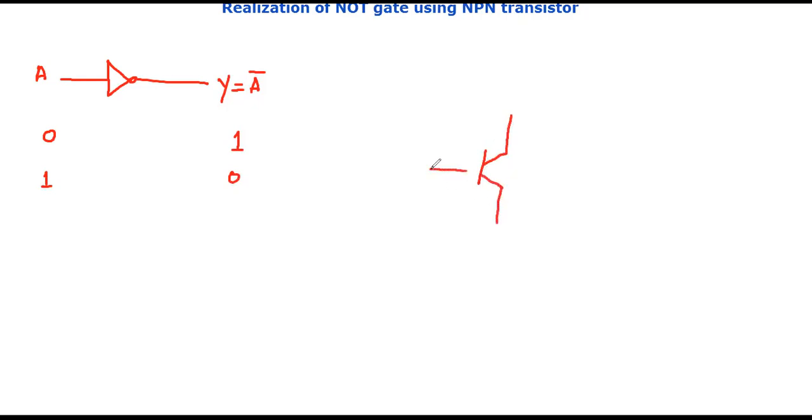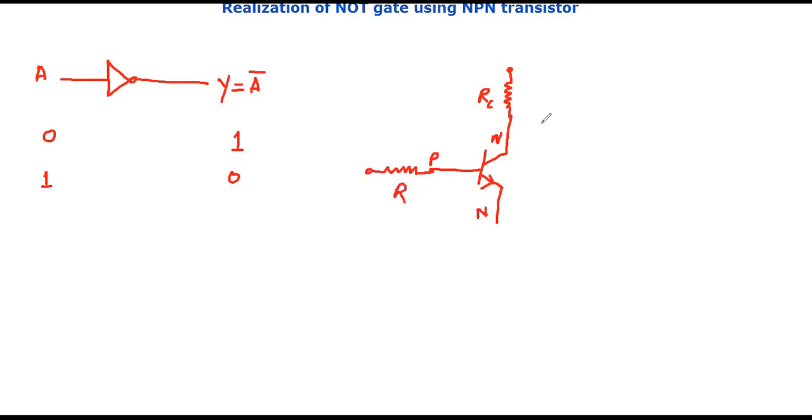In NPN transistor, collector is N-type semiconductor, base is P-type semiconductor, and emitter is N-type semiconductor. So the arrow at the emitter should be from P to N side. Let us use a resistance here, RC, and another resistance at base, R.